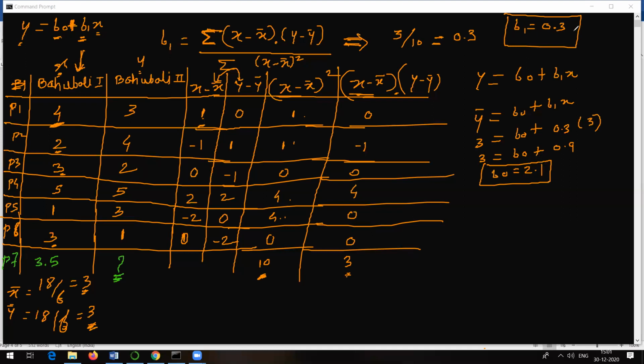So we got the value of b1 and we got the value of b0. Now we can make use of this equation, y is equal to b0 plus b1x, and we can get a straight line. Now my equation is going to become y is equal to, what is the value of b0? 2.1. What is the value of b1? 0.3. So 2.1 plus 0.3x. This is what our equation of straight line is.